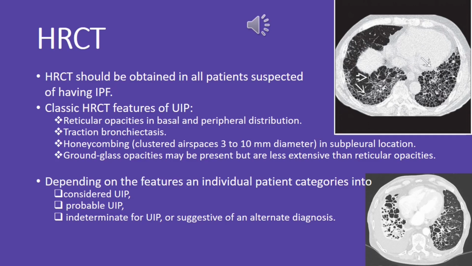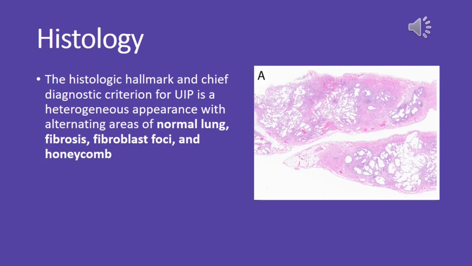Based on the presence and extent of these features, an individual patient may be categorized as considered UIP, probable UIP, indeterminate for UIP, or suggestive of an alternate diagnosis. Histology. The histologic hallmark and chief diagnostic criterion for UIP is a heterogeneous appearance with alternating areas of normal lung, fibrosis, fibroblast foci, and honeycomb.